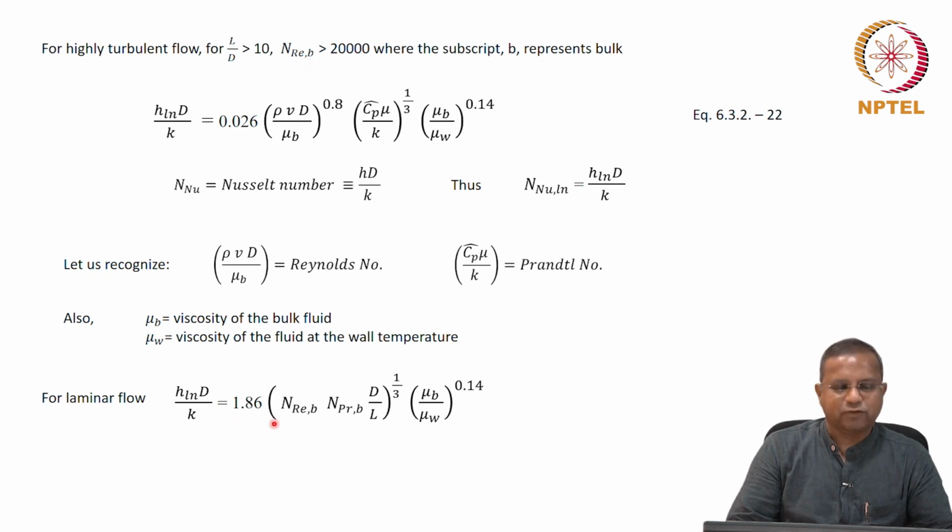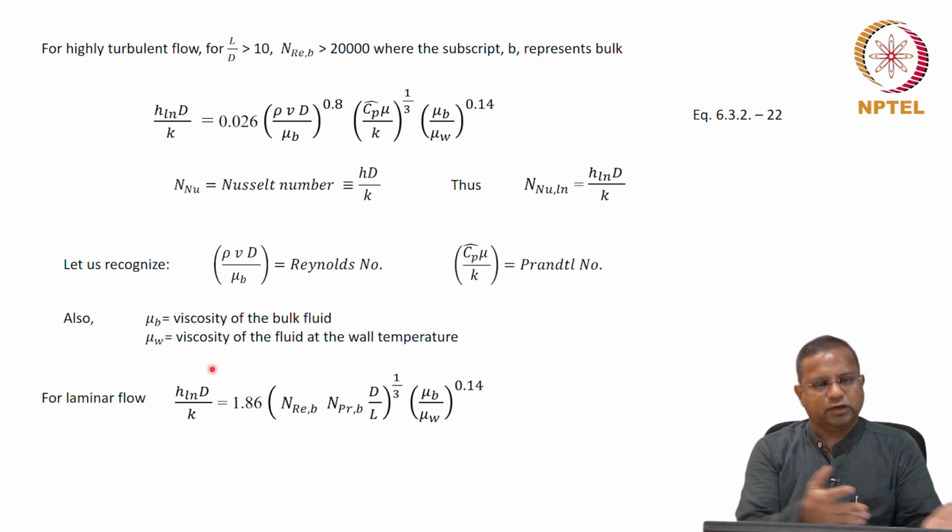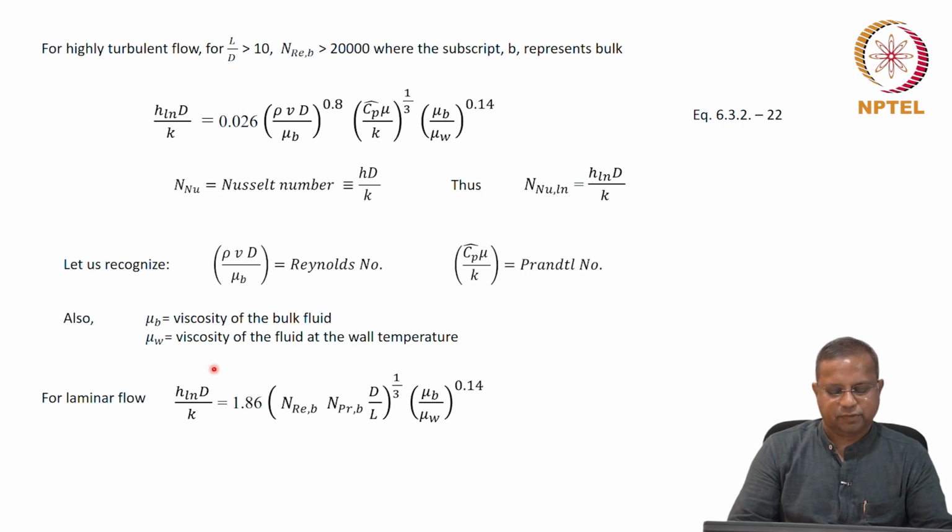For laminar flow, a different correlation works. Epsilon d by k equals, instead of 0.026, you have 1.86 times the product of Reynolds number, Prandtl number and d by L, the product raised to the power of 1 by 3. This is the bulk Reynolds number, this is the bulk Prandtl number, d by L, and mu b by mu w raised to the power of 0.14. This is for laminar flow. When the flow changes, your correlation changes. Equation 6.3.2-23.